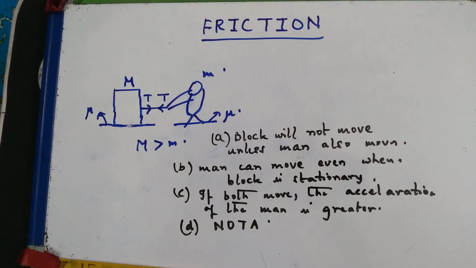The question is right there on the whiteboard, and it shows a man of mass small m pulling a block of mass capital M, and the coefficient of friction between both the man and the block with the ground is mu. The mass is being pulled with the help of a string.